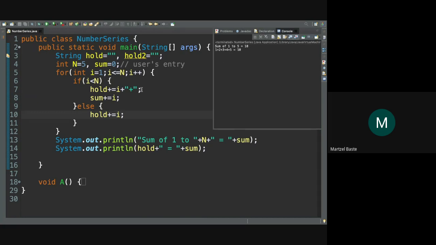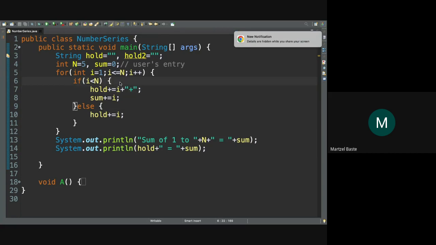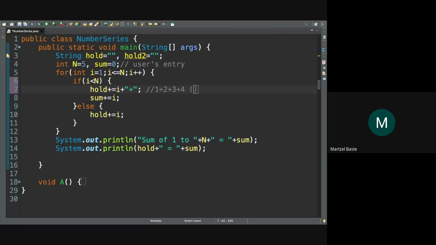So, to remove the plus in the last part, remember, 1 to 5: 1, 2, 3, 4. According to our loop, 1 plus 2 plus 3 plus 4, there is a plus, which is done by line 17. So this is again the number series. When n reaches 5, there will be no more plus.